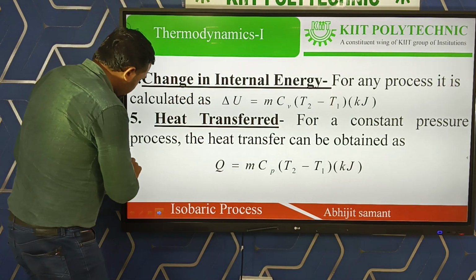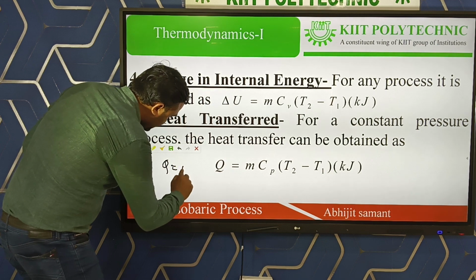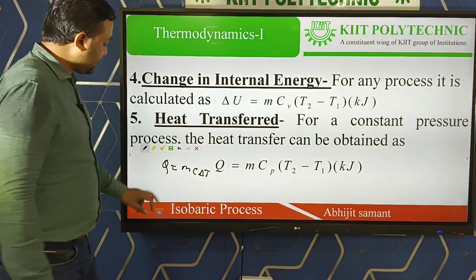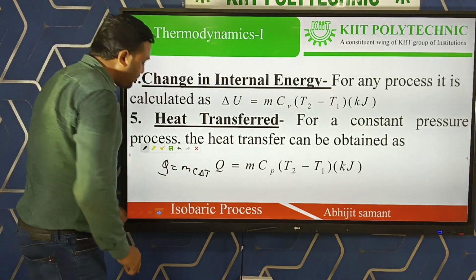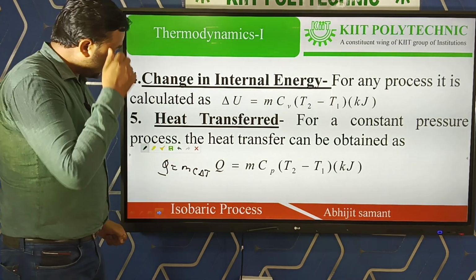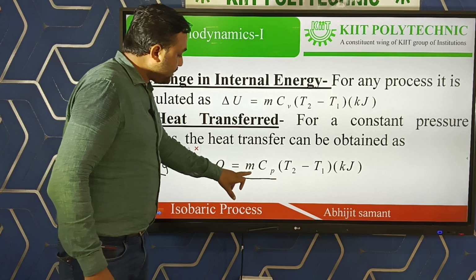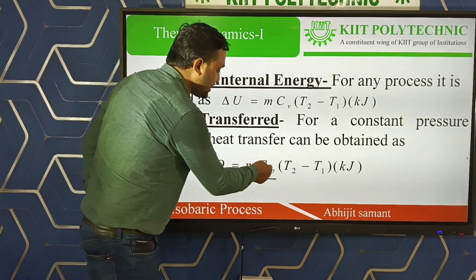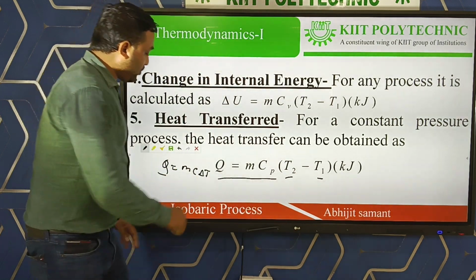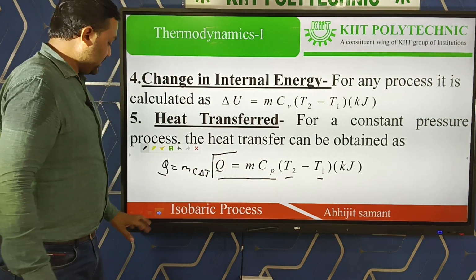So we first know that Q is equal to mc delta T. From the previous lecture, we know that Q is equal to mc delta T. Here, Q is the amount of heat transfer, m is the mass of the substance, c is the specific heat, and delta T is the change in temperature. From this equation, we derive this equation: Q is equal to m Cp (T2 minus T1), where Cp is the specific heat at constant pressure, T2 is the final temperature, and T1 is the initial temperature. This is the heat transfer formula.